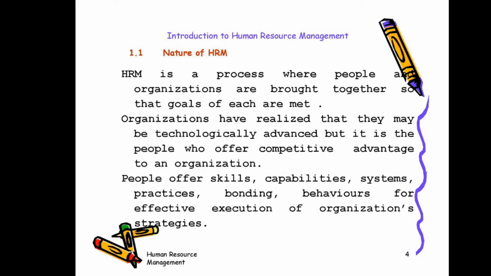Because people offer skills, capabilities, systems, practices, bonding, and behaviors for effective execution of organization strategies. These are all the things where human skills are involved. Handling humans is a very big task. Machines and huge equipment you can easily handle, but handling humans is very difficult. If you are joining as an HR in any company, you will understand.